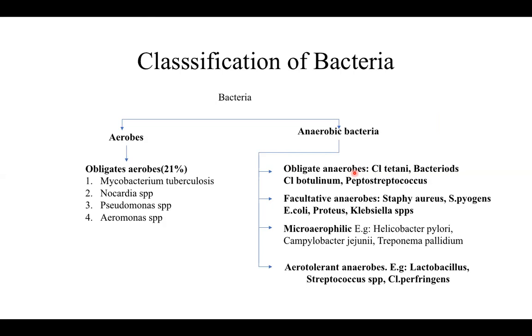Facultative anaerobes are the bacteria which can grow in the presence of oxygen or in the absence of oxygen. The growth of these bacteria will not be hampered either by the presence or the absence of oxygen. These types of bacteria are known as facultative anaerobes. Most of the pathogenic bacteria causing human infections are facultative anaerobes in nature.